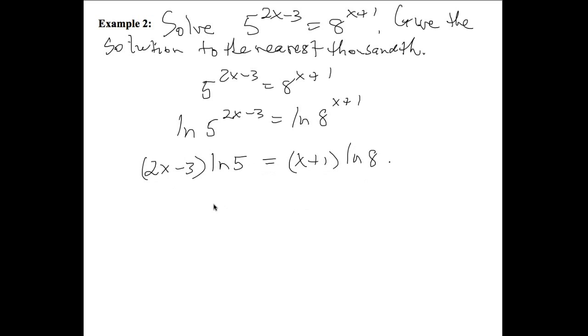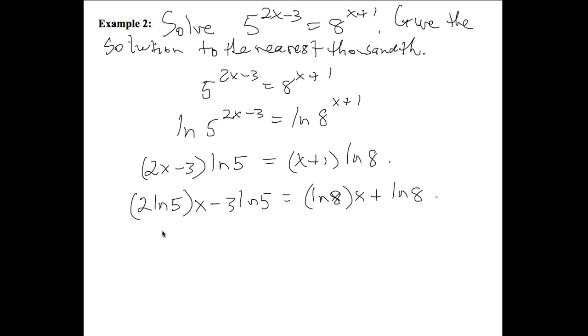Now we need to isolate x, so I'm going to distribute first. I'm going to have 2 ln of 5 times x. If I multiply this by this, ln of 5 is a constant, so I'll put them together, minus 3 ln of 5 equals ln of 8 times x plus the ln of 8.